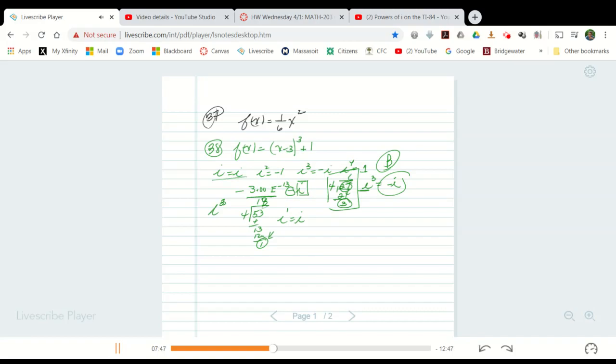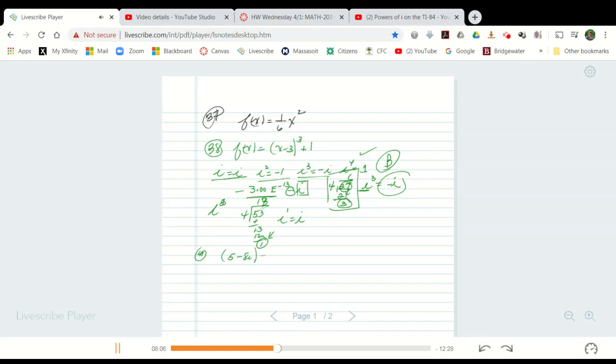That may be the way to go. Just divide it by 4 and see what the remainder is. All right, the remainder will tell you it's I to what power, remembering that I to the first is I, I to the second is negative 1, I to the third is negative I, and I to the fourth is positive 1.